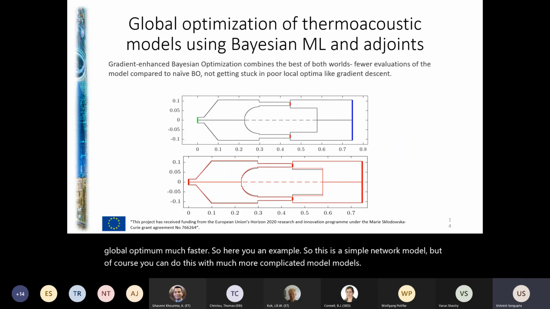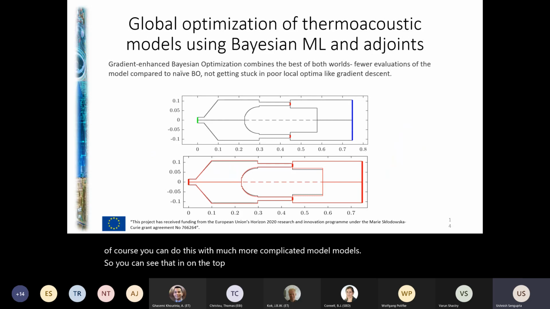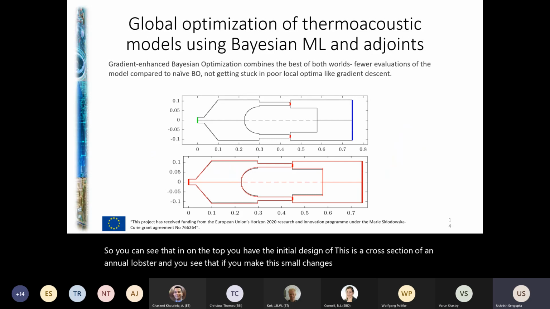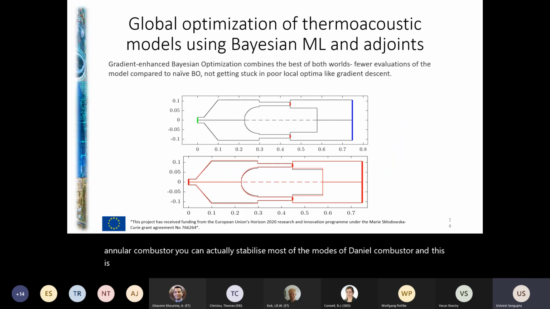So you can see that on the top you have the initial design, which is a cross section of an annular combustor, and you see that if you make these small changes to the geometry of this annular combustor, you can actually stabilize most of the modes of the annular combustor. And this is of course a work in progress. We're still working on this, but it seems to be a very promising direction.